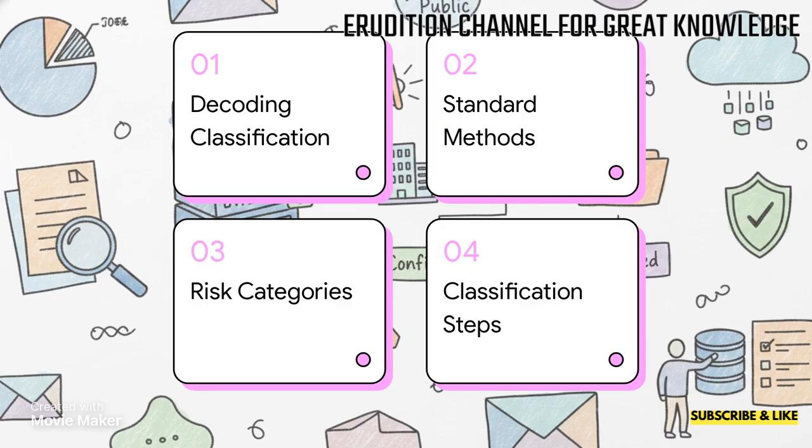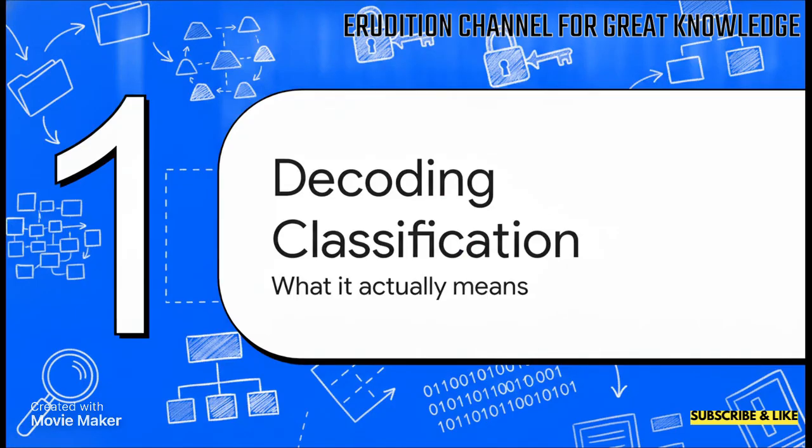1. Decoding data classification. 2. 3 industry standard methods. 3. The 3 risk categories. And 4. The classification process steps. All right, part 1, decoding data classification.